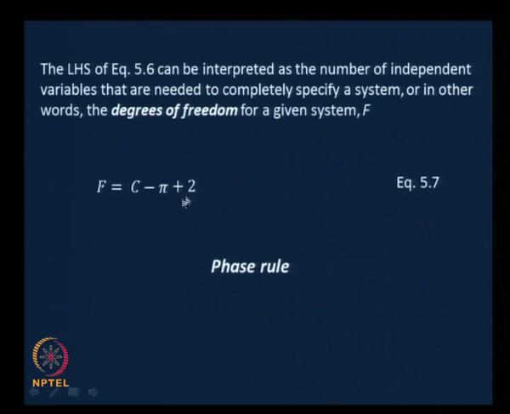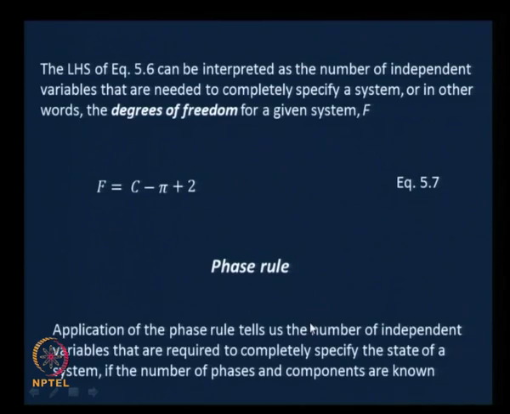This is called the phase rule. The number of separate variables that need to be specified to completely describe or completely specify any given system is called the number of degrees of freedom of that particular system. And typically the variables that we choose are pressure, temperature and specific volume in that order of importance, or temperature, pressure, specific volume.